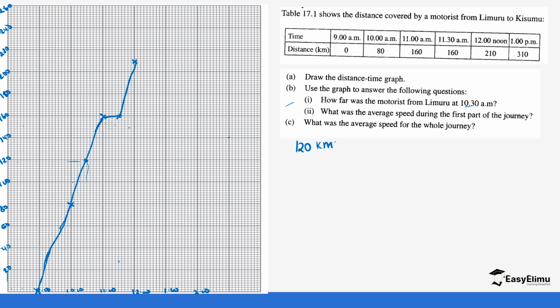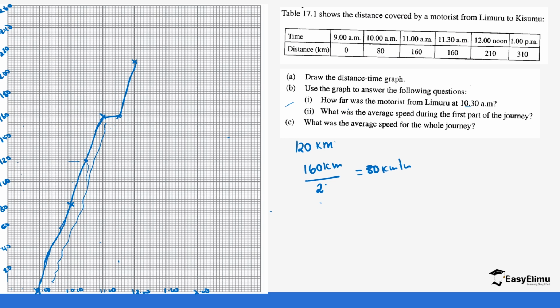And then what was the average speed during the first part of the journey? When you talk about the first part of the journey, you are talking about this first part before it becomes constant. And this first part, it traveled a distance of 160 kilometers. And then the time taken, remember at 160, it's 11, and the journey started at 9. So it tells you that we had traveled for 2 hours. So 160 divided by 2 is going to give us 80 kilometers per hour.